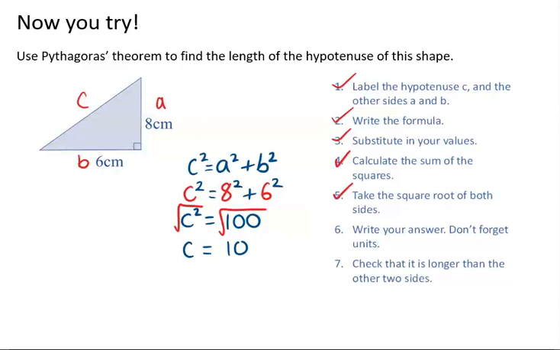We wrote our answer. Oh, don't forget the units. We're working in centimetres again, so this is 10 centimetres. And we check that it's longer than the other two sides. Is it longer than 8 and 6? Yes, which makes sense. It's our hypotenuse. It is our longest side. So we check that that makes sense. And you should have ended up with C equals 10 centimetres. So the hypotenuse of this right-angled triangle is 10 centimetres.